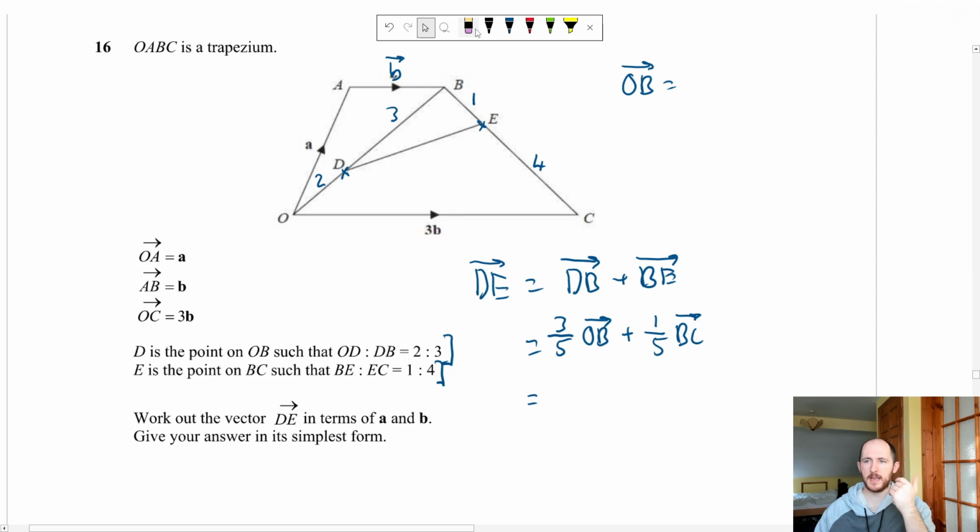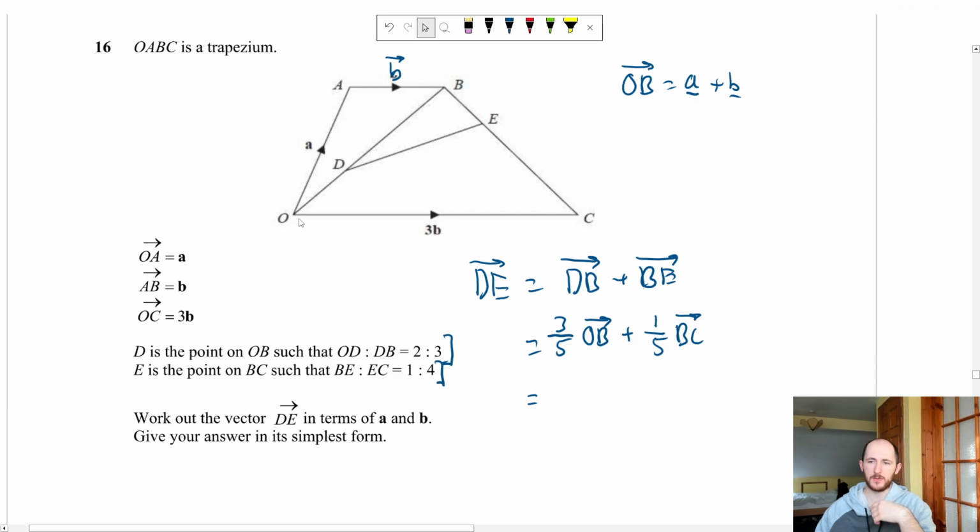again we can follow the same kind of steps, the same procedure. How do I go from O to B using vectors that I know? Obviously I can't go straight from here to here because I don't know any vectors here, but I can go up to A and then across to B. So what is that vector? Well, that's going to be A plus B, right? Because I'm going in the same direction as these vectors here.